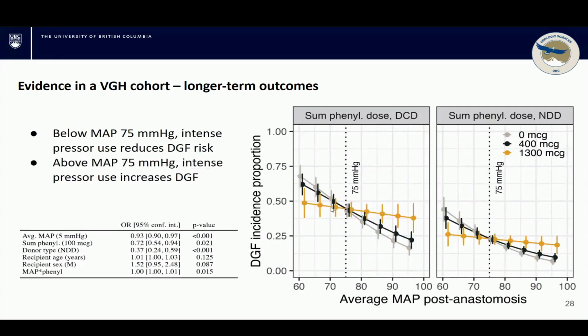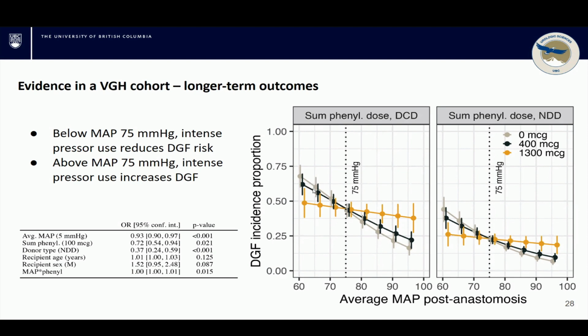Now, one struggle that we have with discussing these topics is that all of the variables are highly intercorrelated. So to get a sense of how the important variables are interrelated, this next analysis is a logistic regression of the average MAP versus DGF incidence. But this time, we're controlling to see how the risk curve changes based on how much pressors a patient got during their case. So our pressor of interest was phenylephrine because it was the most commonly used pressor. Now, what this graph suggests is that there may be a bit of a sweet spot for pressor use.